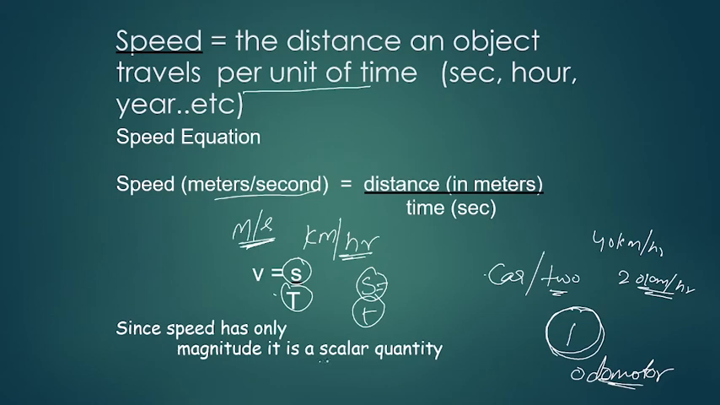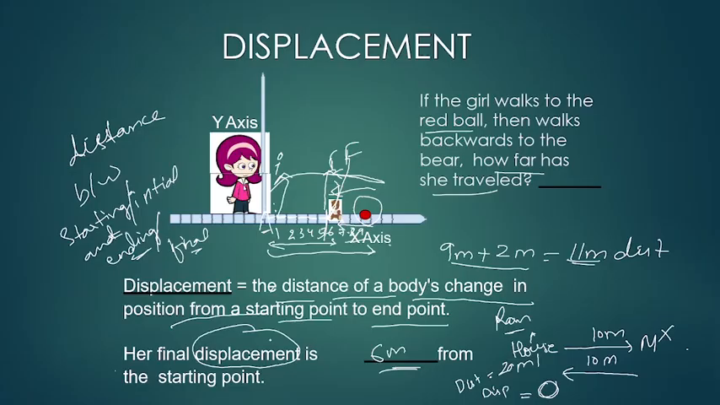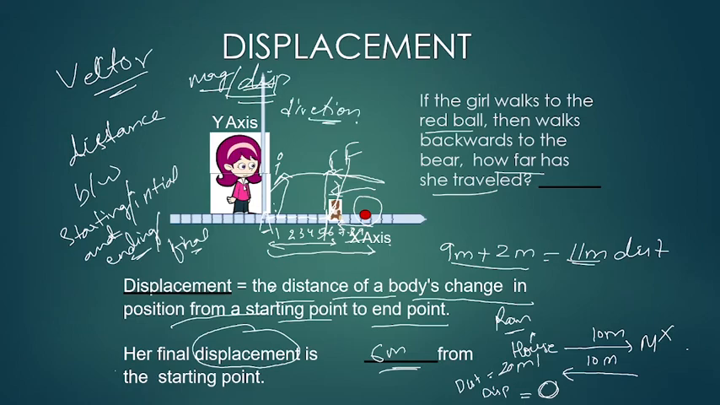Speed is a scalar quantity, and I forgot to mention that displacement is a vector quantity. Why? Because it requires both magnitude and direction. That's why it is a vector quantity.